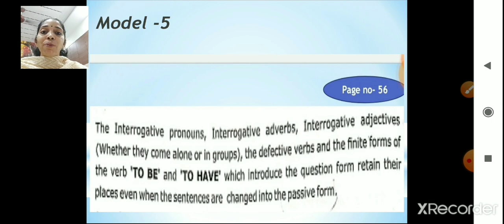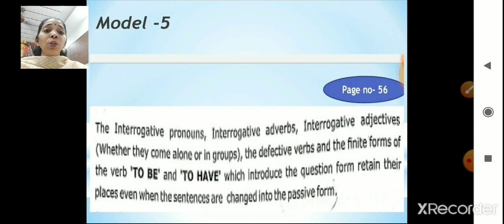Alright. And the defective verbs which we have learnt earlier, long back. Defective verbs, you remember, do not exhibit all the qualities, all the typical forms of an ordinary verb. Defective verbs are the English modals, like can, could, may, might, etc. And the finite forms of the verb to be and to have. So when any of these is introduced in the question form, then they retain their place. They don't change their place when we change the sentence from active voice to passive voice.